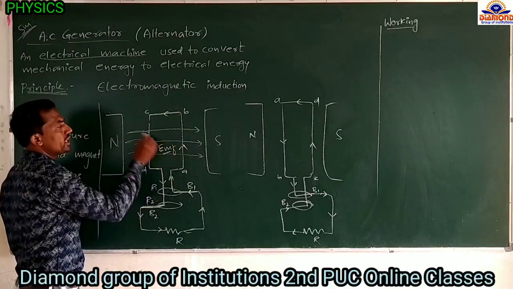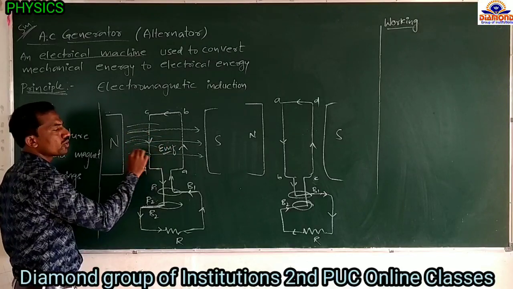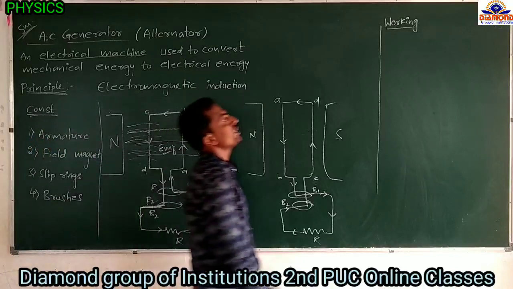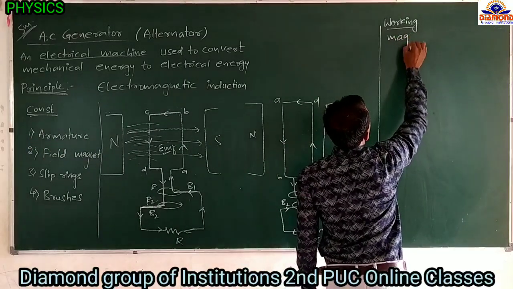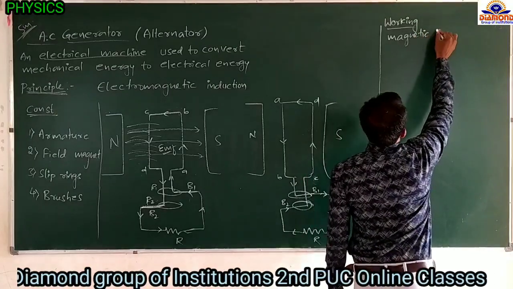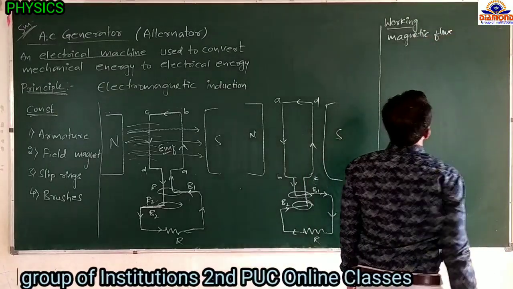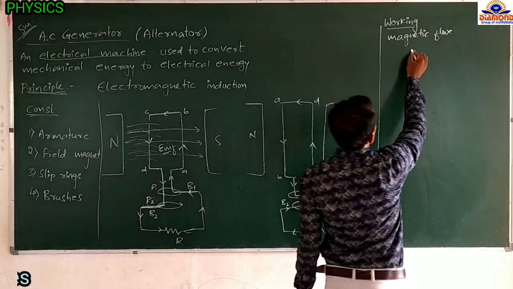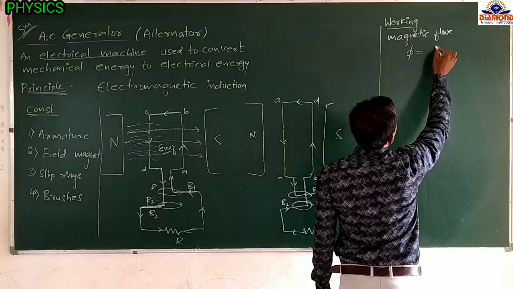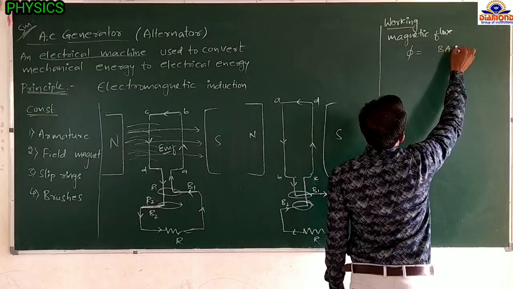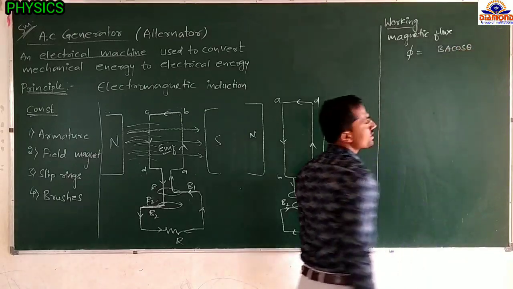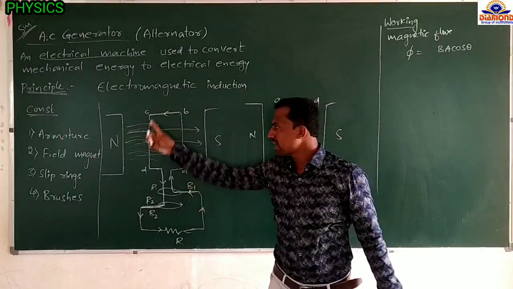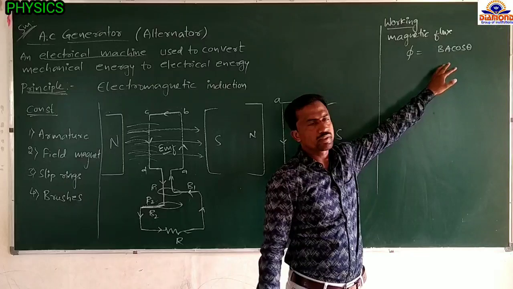When the coil is rotated, the number of magnetic field lines passing through the coil is called magnetic flux. We write magnetic flux. What is the formula of magnetic flux? Phi equals B A cos theta. This is the formula of magnetic flux. B means magnetic field, A means area of the coil, theta is the angle between magnetic field and area of the coil.